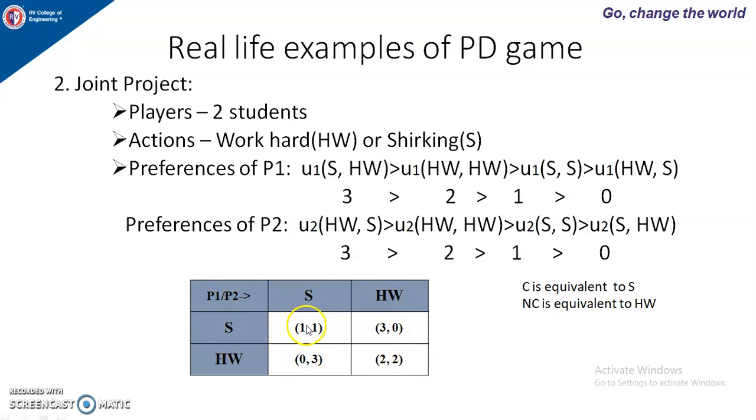Both of them will shirk, both of them will get a payoff of 1. When player 1 shirks and player 2 works hard, player 1 will get a payoff of 3 and player 2 will get a payoff of 0. When player 1 works hard and player 2 shirks, then player 1 will get a payoff of 0 and player 2 will get a payoff of 3. When both of them work hard, both of them will get a payoff of 2.